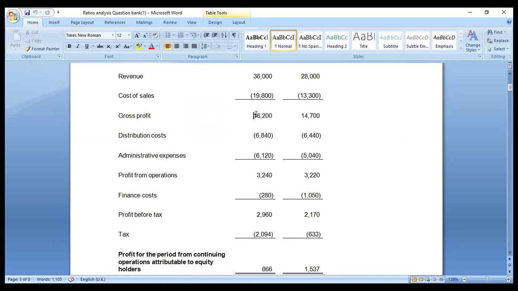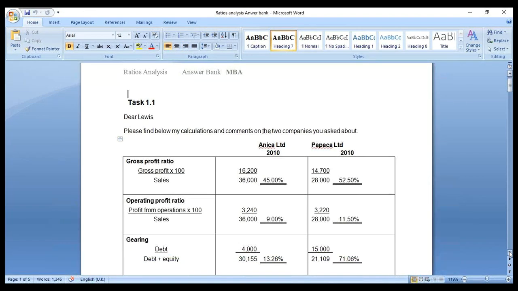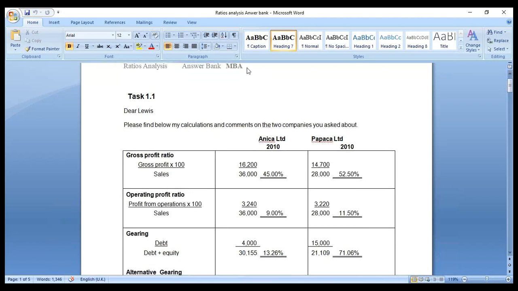we have the gross profit, divided by revenue, times 100. So we can calculate this. Let's go through it now. We have calculated all these ratios based on the figures which are given. So guys, please, you can practice as well.